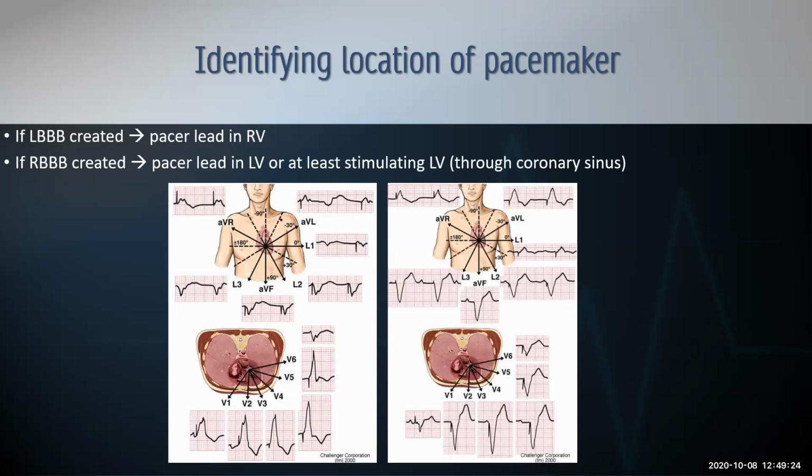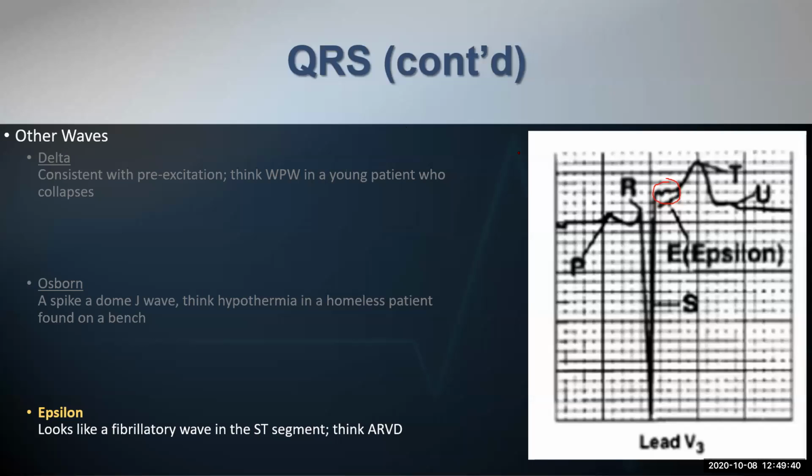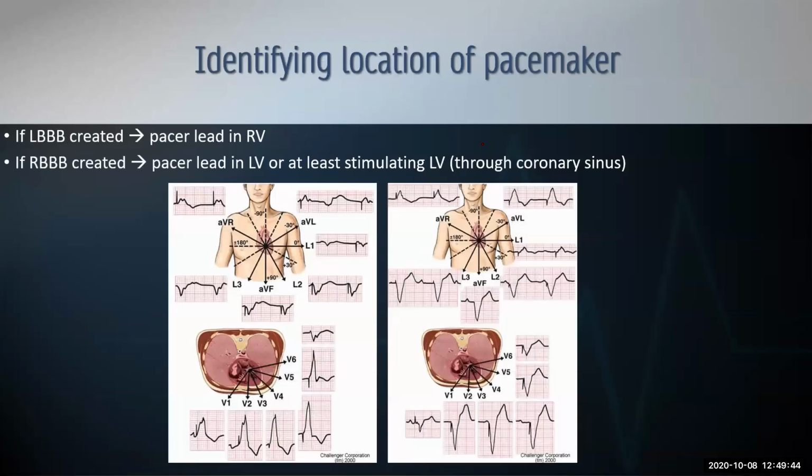So if you're trying to find out where a pacemaker is located, you can look at what type of bundle branch block is created on the EKG by that pacemaker. You can see here, it looks like a left bundle branch block based on V1's appearance, with what appears to be the Osborne wave right here on the right side of the EKG. So if a left bundle branch block is created, the pacemaker is likely in the right ventricle, because the right ventricle got stimulated first, right?